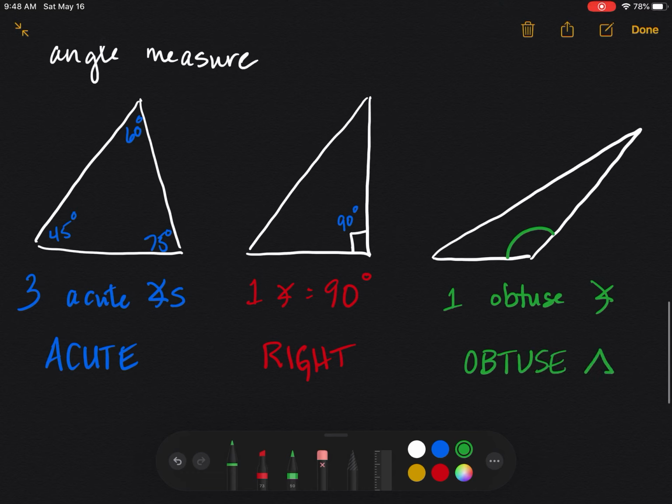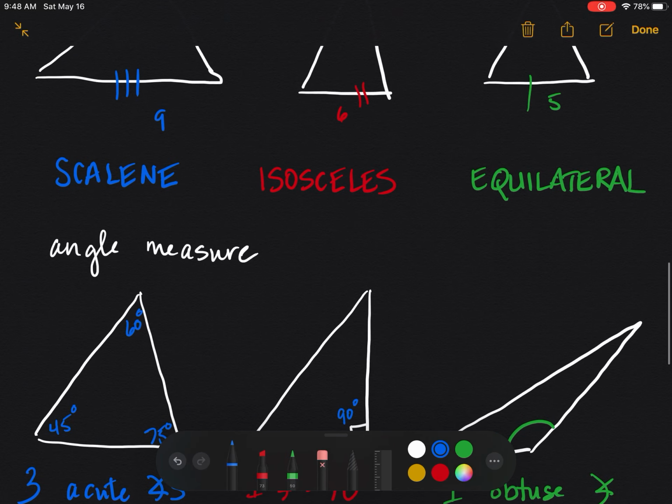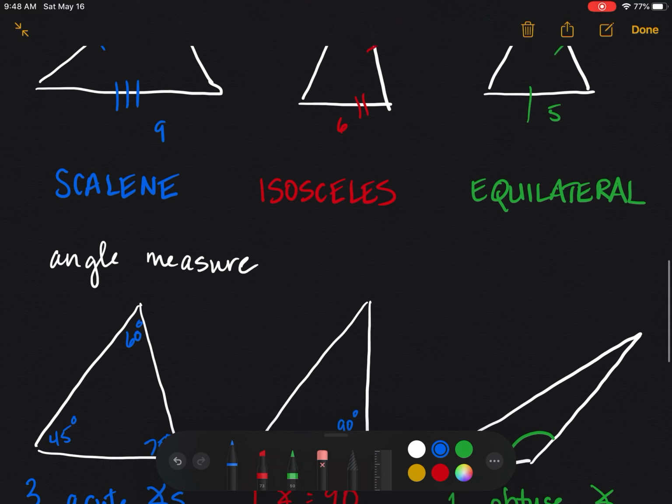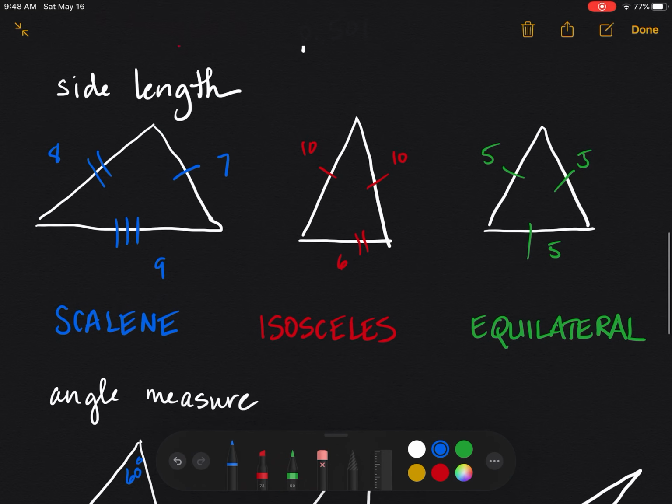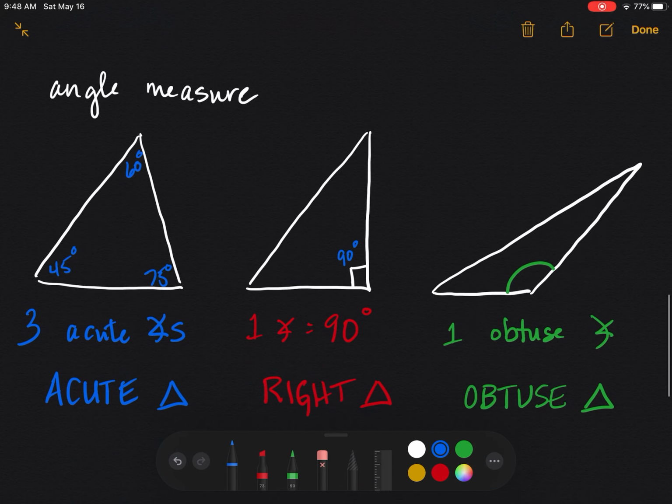Okay, we can write triangle, obtuse triangle, right triangle, acute triangle. Okay, so these are the 2 different ways that we can describe triangles, by sides or by angles, or both. We will often refer to them as both, an acute scalene, an equilateral right triangle. Okay, so you're going to be classifying some of those tonight.